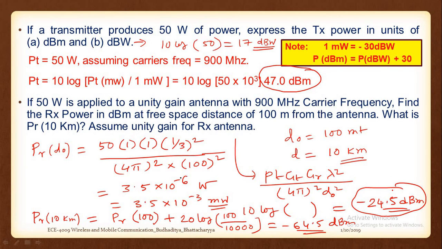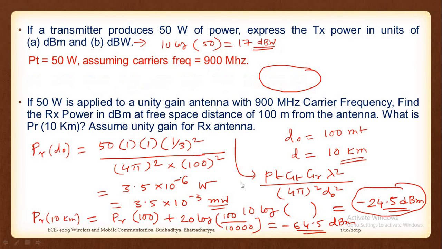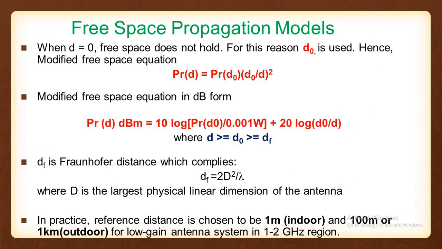Yeah, no. This one. This is nothing but D naught by D. You go back to earlier, just a few slides back. This was the equation, right? This is what we are going to use. So this D naught is 100, D is 10 kilometers. So that's what I did.